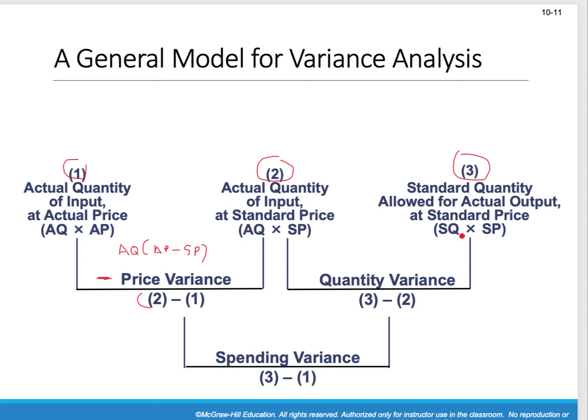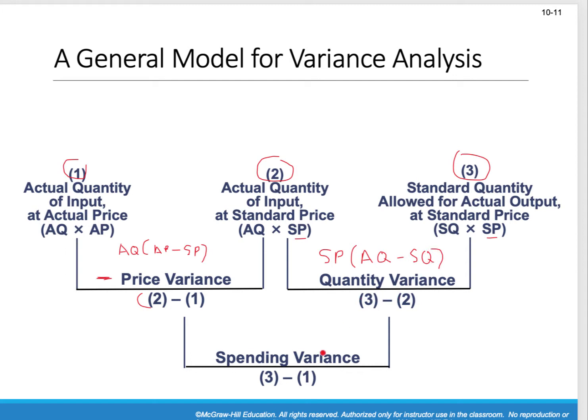Or we could recognize here that, hey, between, I'm just going to say equation for lack of a better term, 2 and 3 both hold standard price constant, right? So basically, to figure out the quantity variance, I'm going to use my standard price, and I'm going to multiply that by the difference of my actual quantity minus my standard quantity.